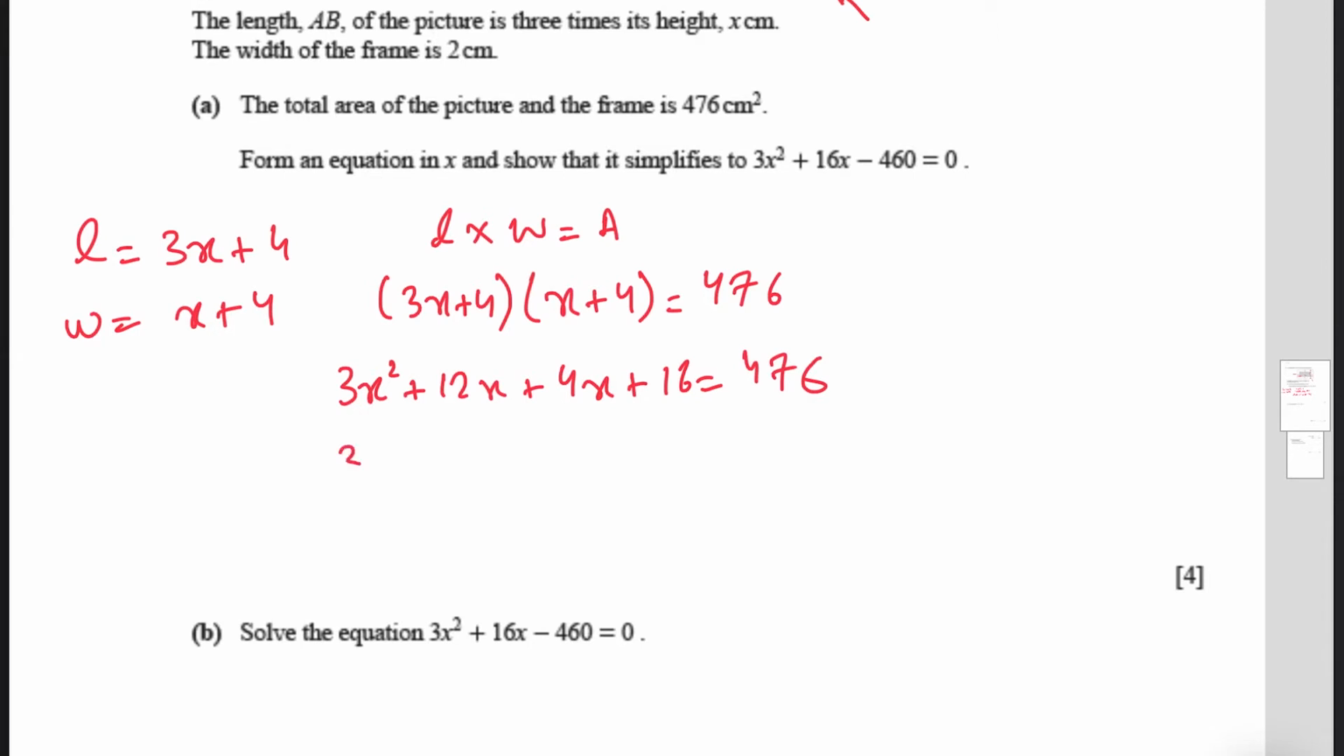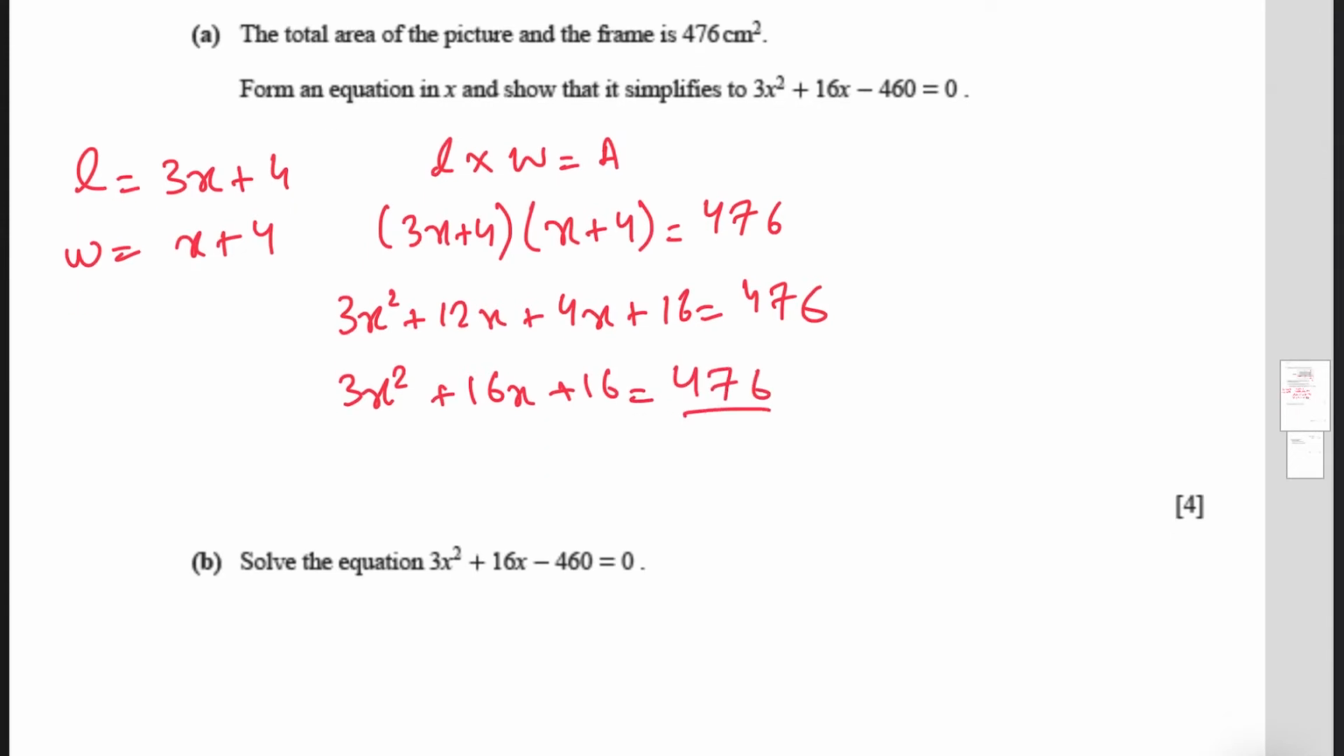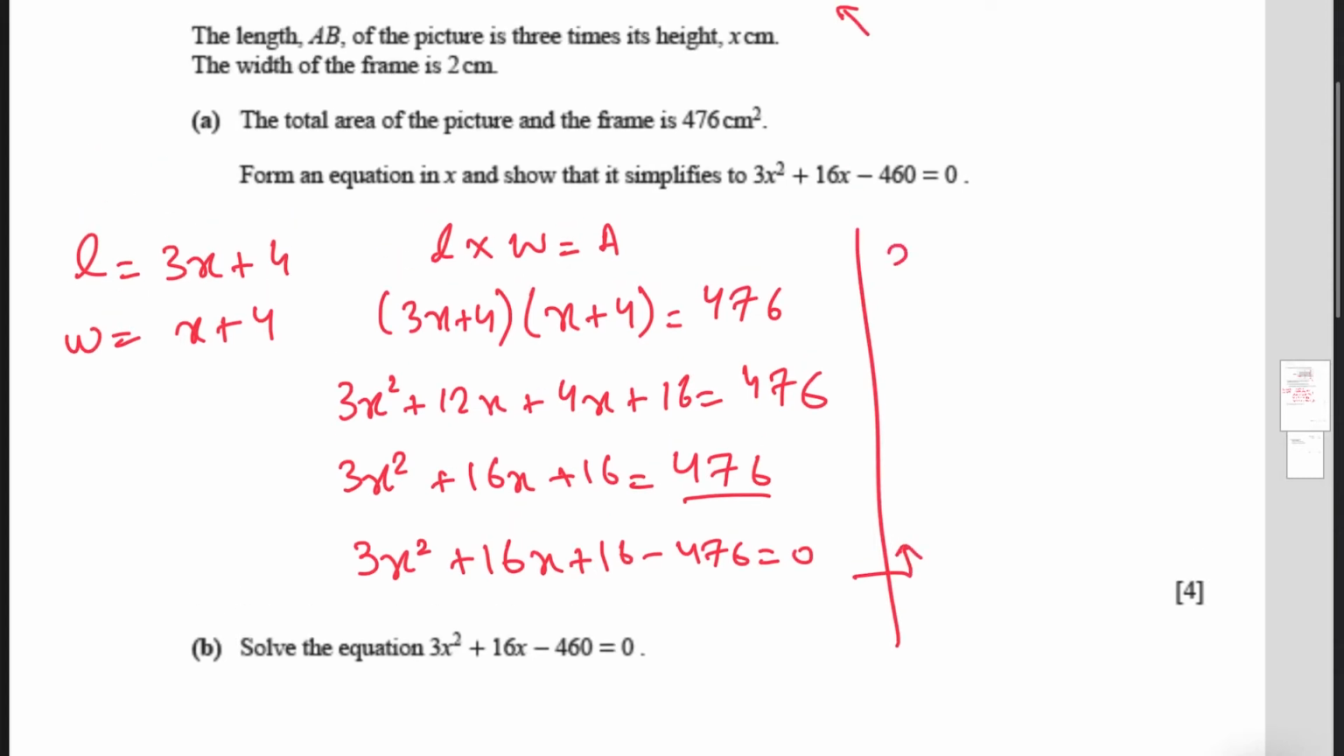When you simplify this, you get 3x squared plus 16x plus 16 equal to 476. Let's bring this to the left side. You eventually get 3x squared plus 16x plus 16 equal to, not equal to, since you brought the 476 to the left, it would be negative 476 equal to 0. Now let's simplify this further over here. So it becomes 3x squared plus 16x minus, what is 476 minus 16? It is 460 equal to 0. That means this equation is the same as this equation right here.